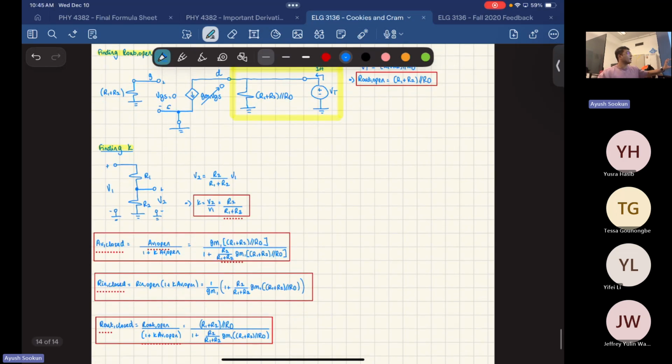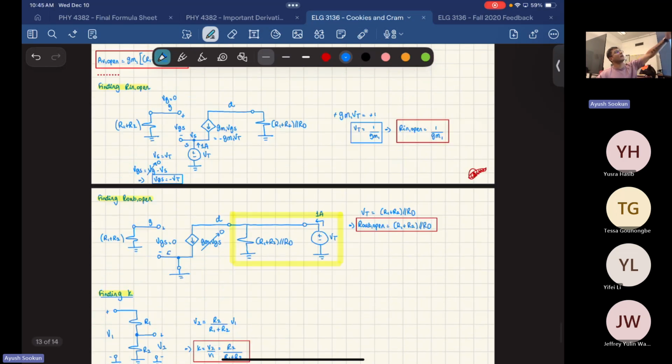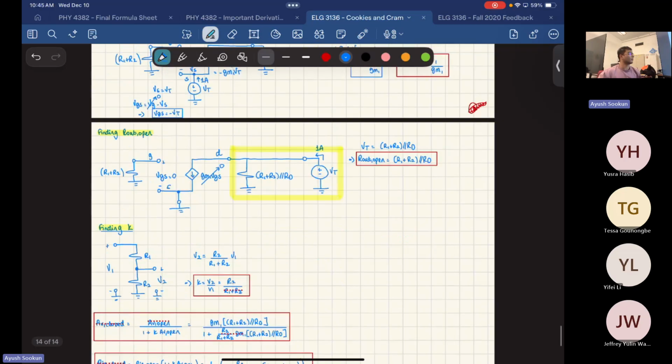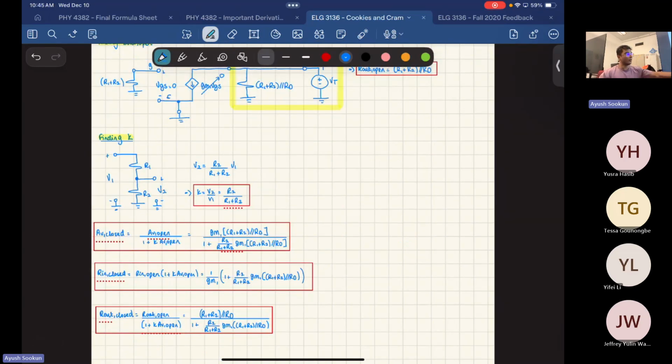And then same thing here. I need to calculate R in open, which I did calculate here. R out open, I did calculate. I know my K, I know my open, I put it here, and I put it here, and I'm chilling.